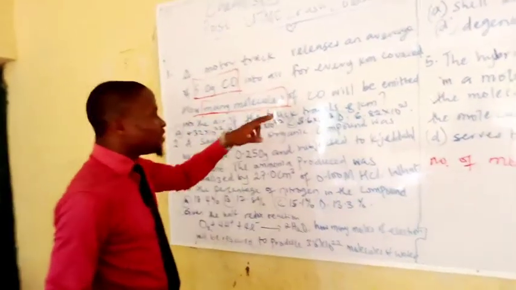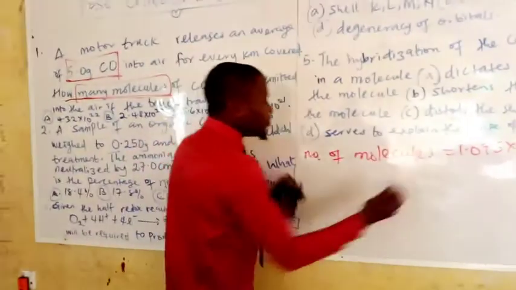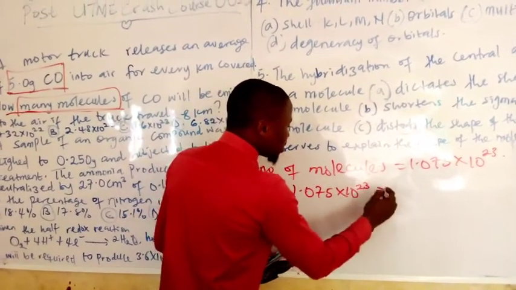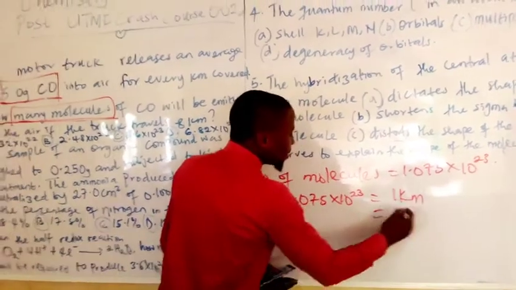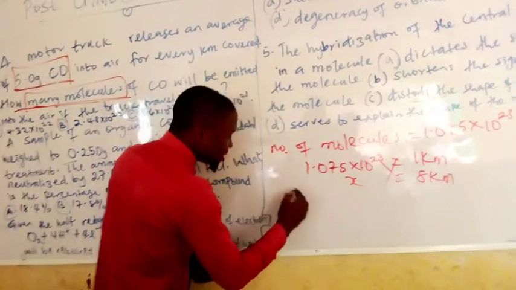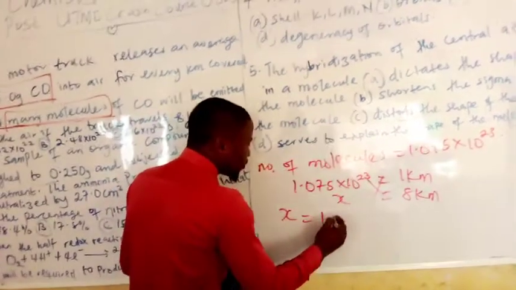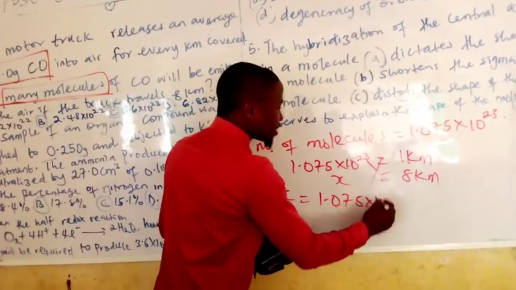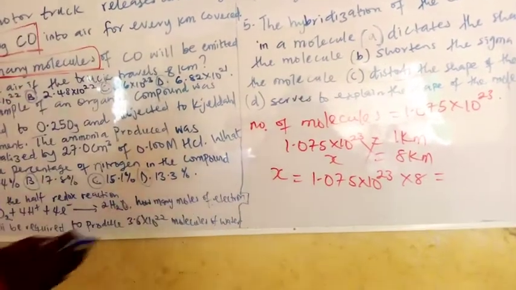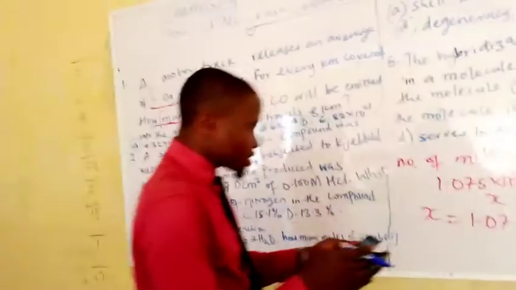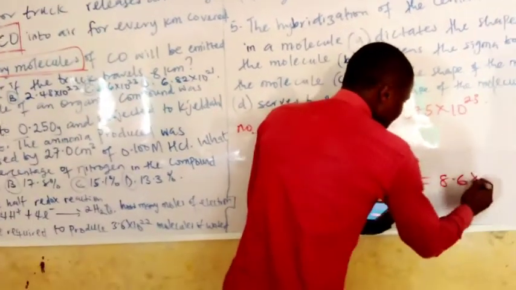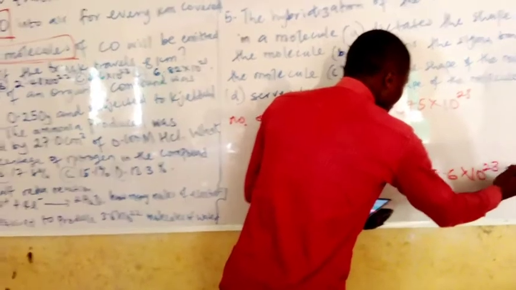So into the air, if the truck travels 8 kilometers, what that means is that 1.075 times 10 raised to the power 23 for 1 kilometer. Then for 8 kilometers is x. You cross multiply, you make your x the subject of the formula. That would be 1.075 times 10 raised to the power 23 times 8. That will give us a total number of what? That gives us 8.6 times 10 raised to the power 23.